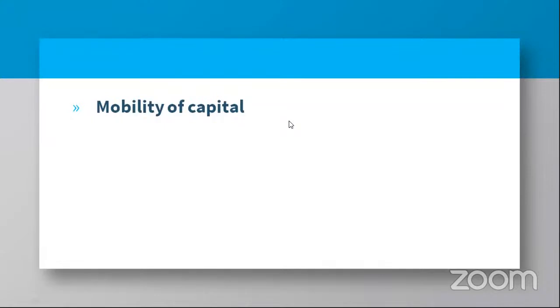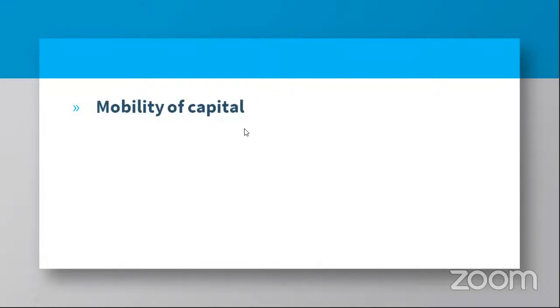Okay, thank you for that. Then Michael. Michael, you can unmute. Capital is mobile since it can be liquidated and transferred to another occupation. Okay, thank you so much. All your answers are right. The two people that have contributed, yes, capital is mobile.